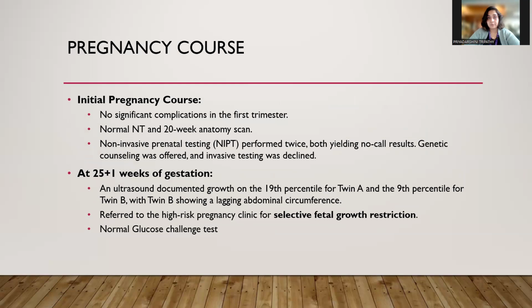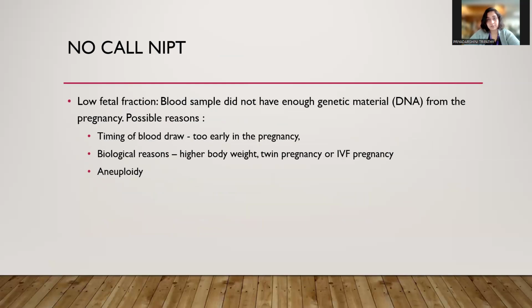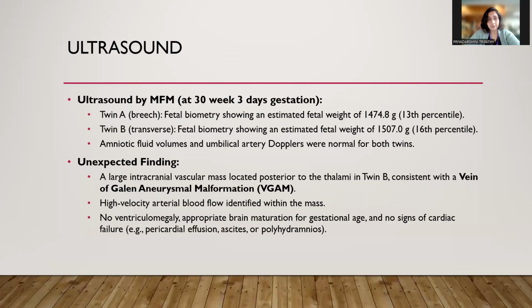Her pregnancy was very straightforward, with no complications so far, a normal anatomy scan and a normal NT scan. NIPT was repeated twice and gave no-call results, and we offered genetic counseling, but she declined any kind of invasive testing. We did a growth scan at 25 plus 1 weeks of gestation, which showed a selective IUGR, and then she was followed up with a third trimester ultrasound at 30 weeks, which showed fetal biometry with twin A measuring at the 13th centile and twin B at the 16th centile, and normal amniotic fluid and Dopplers.